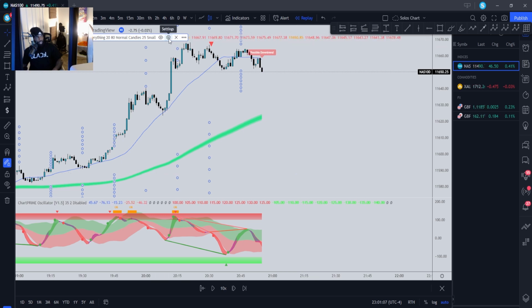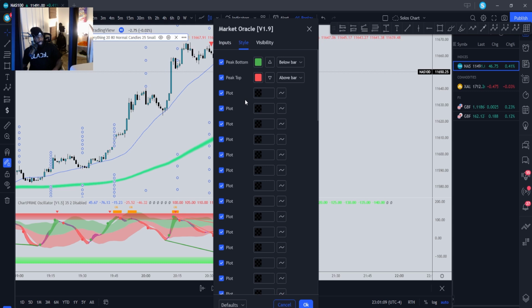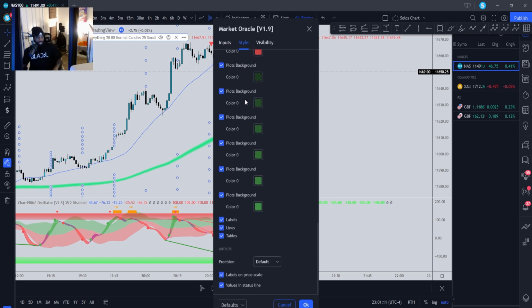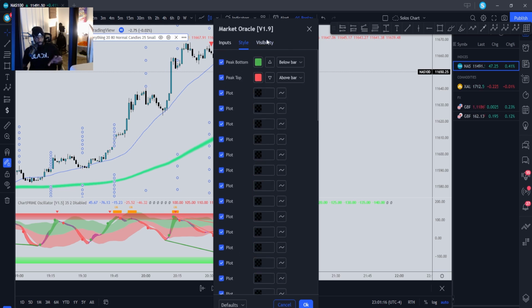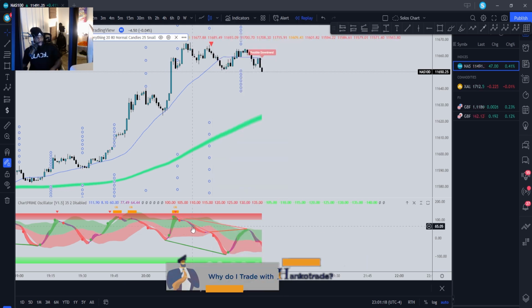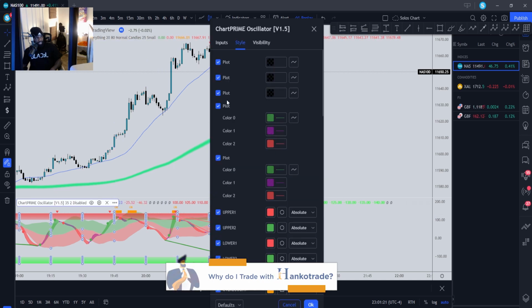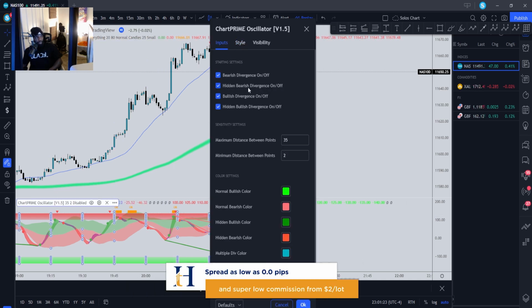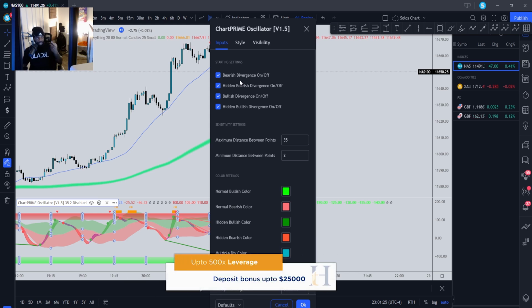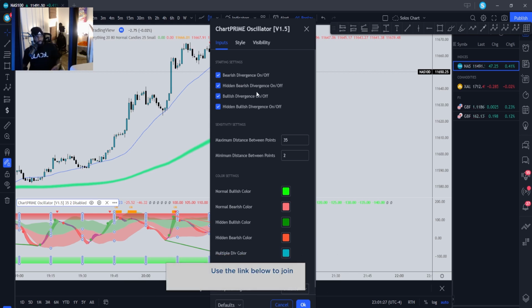Now, what we're going to go ahead and do is go back to the settings here. The style, guys, this has not been changed, but you can, if you want to, change the colors, but we're going to keep everything how it is. Now with the Isolator, guys, when we select the Isolator, I pretty much have it very simple. So I have my bearish divergence on, I also have hidden bearish divergence, I have bullish divergence, and I have hidden bullish divergence. I have a maximum distance between points of 35, and then I have the minimum distance between at 2.